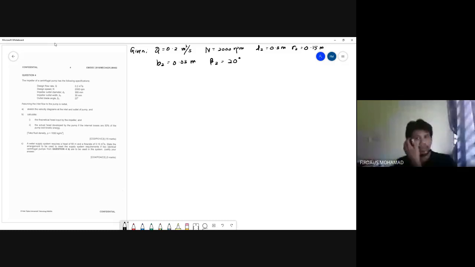So this is all the given specification for this centrifugal pump. And then assuming the inlet flow to the pump is radial. So this is very important information. Okay, so the inlet flow to the pump is radial. And then solution A.